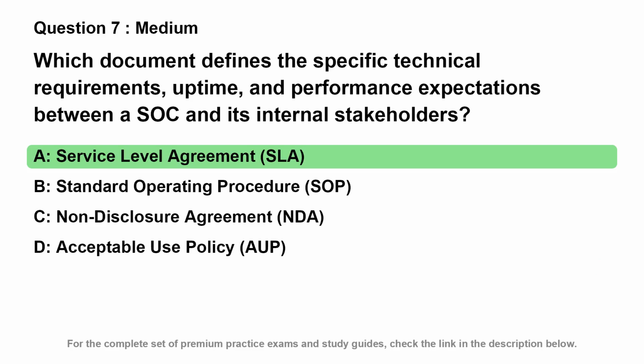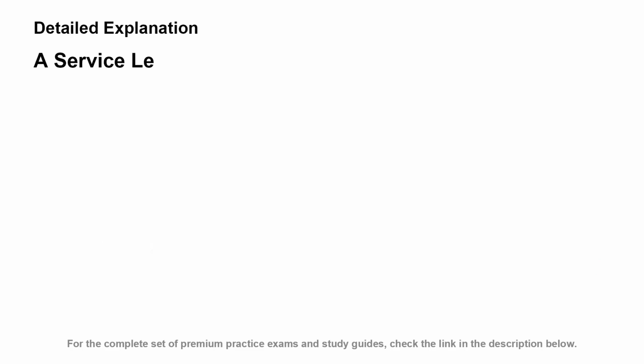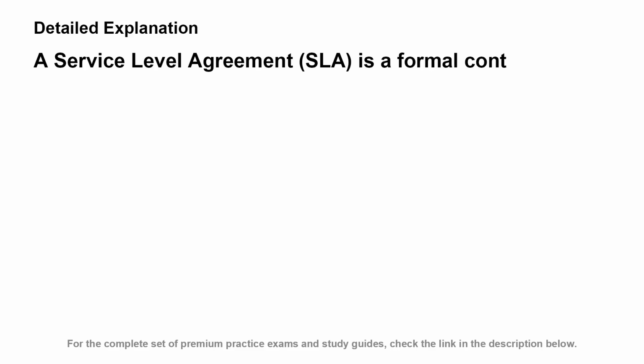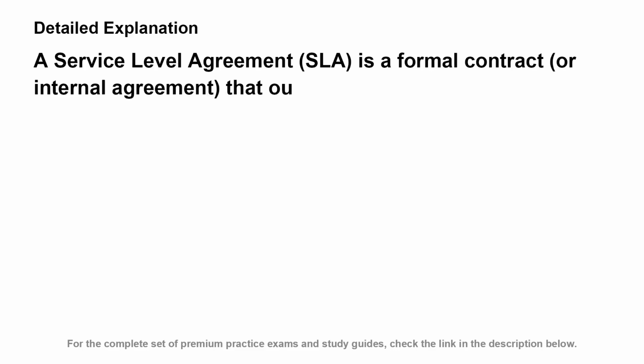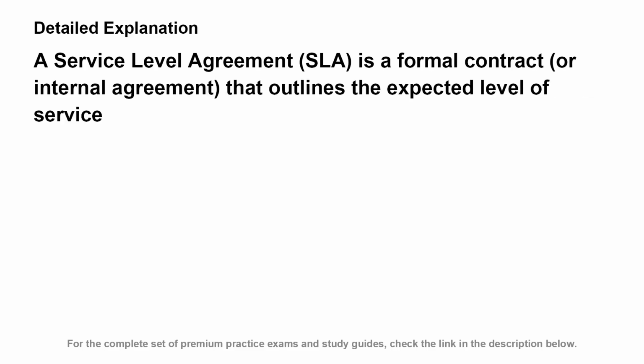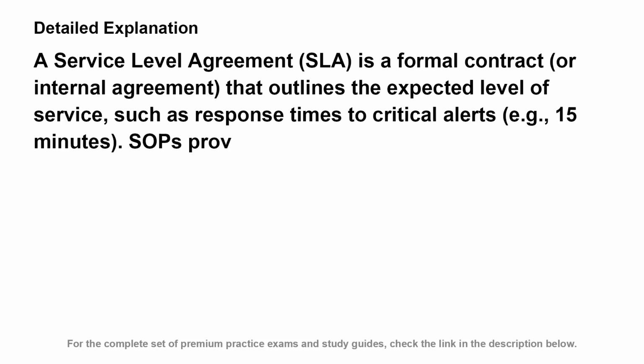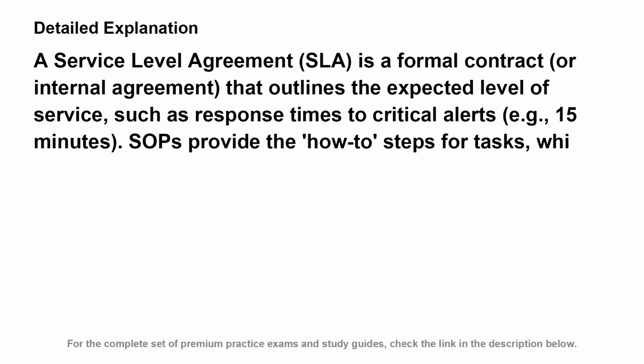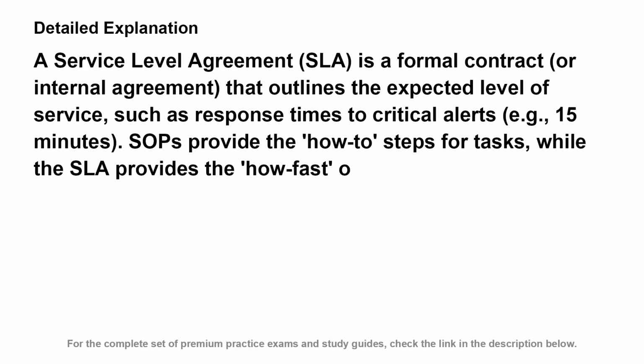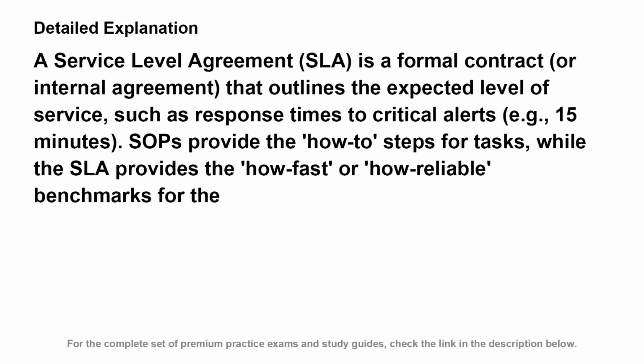The correct answer is A. A service level agreement, SLA, is a formal contract, or internal agreement, that outlines the expected level of service, such as response times to critical alerts, example 15 minutes. SOPs provide the how-to steps for tasks, while the SLA provides the how fast or how reliable benchmarks for the operation.